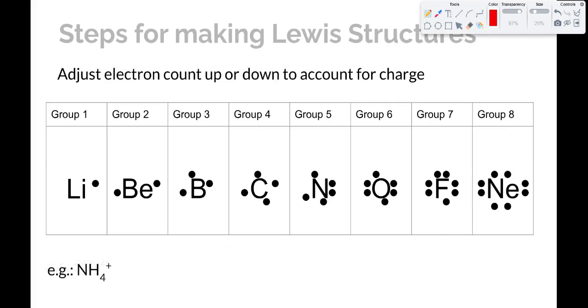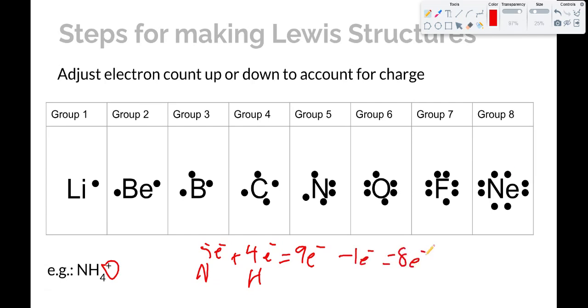Here's another example. This is a polyatomic cation. So this is a positively charged species. Nitrogen, 5 electrons. Hydrogen, 1 electron each. And there's 4 of them. So that's 4 more electrons. 4 electrons plus 5 electrons is 9 electrons. But this has a 1+ charge, which means it's missing an electron. So we're going to take an electron away from the total count, and that gives us 8 electrons.